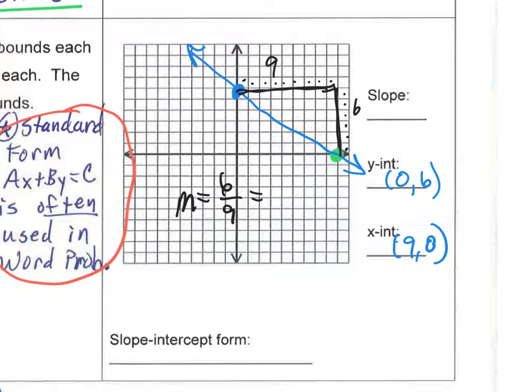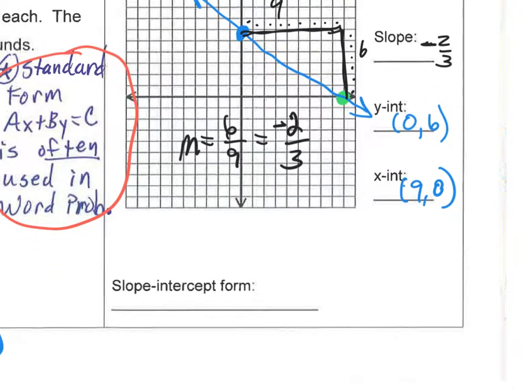If I put that in my calculator and I do math, enter, then I get a slope of -2/3. I know it's negative because it's going down. And if I want to write the equation in slope-intercept form, I know that's the y-intercept, so I know my slope in this case was negative 2/3, and my b is 6. So it's going to be y equals -2/3 x plus 6.